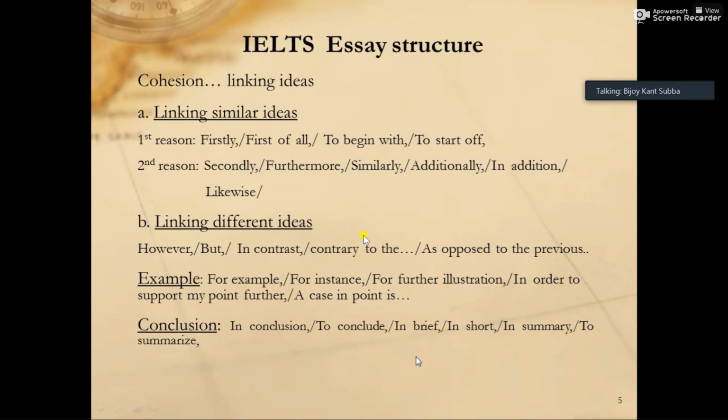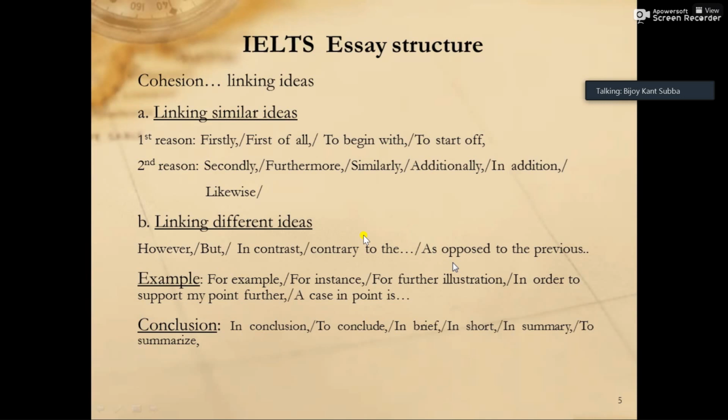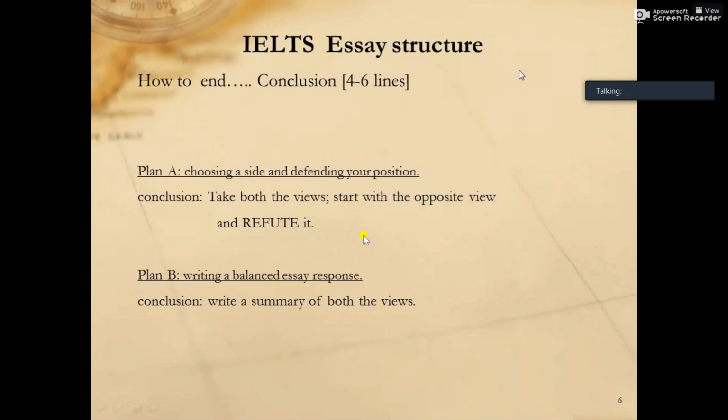If you are linking similar ideas, there are words for that. If you're linking different ideas, like body paragraph 2, a different idea about it, you could start with but, however, in contrast, on the other hand, contrary to, and so on. Now we finally come to the conclusion.